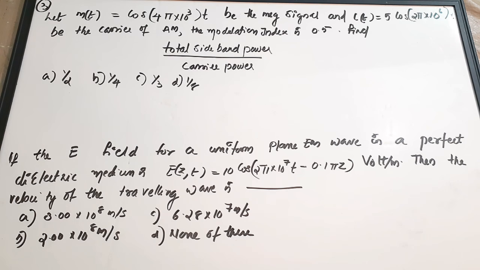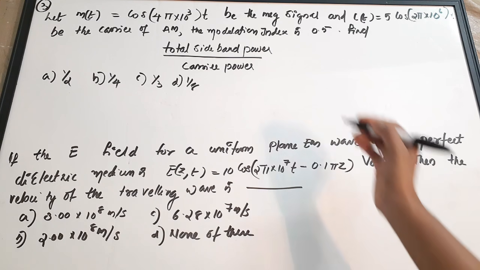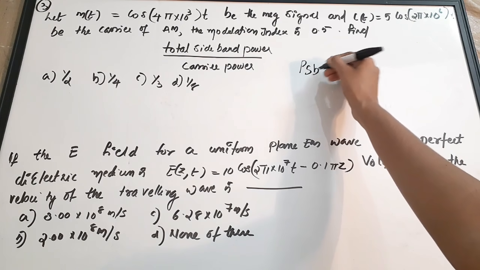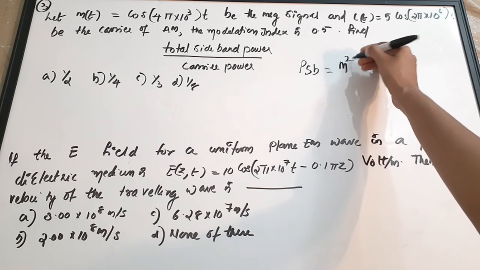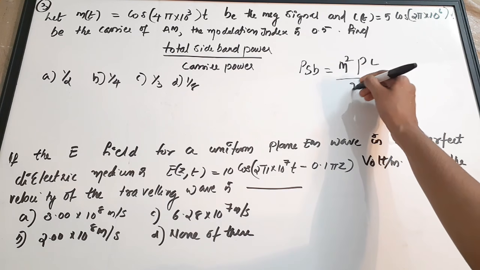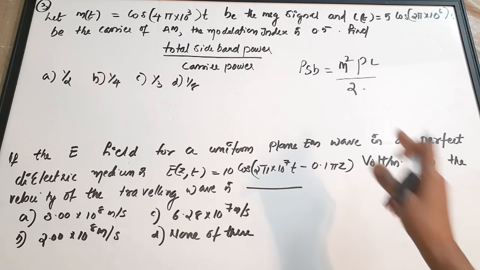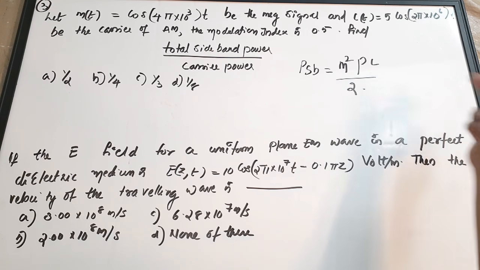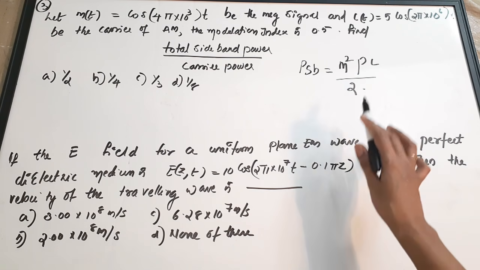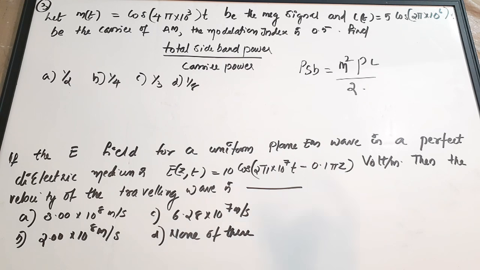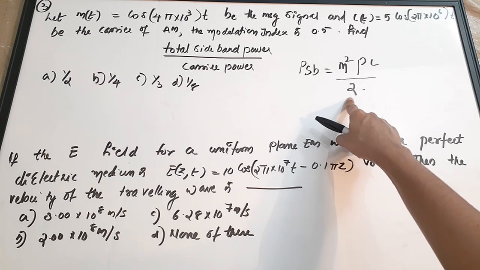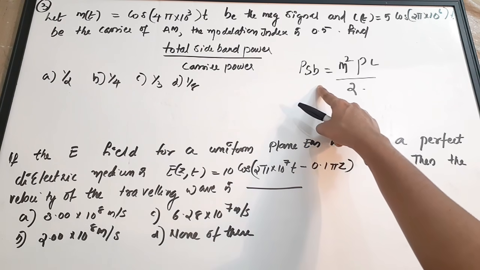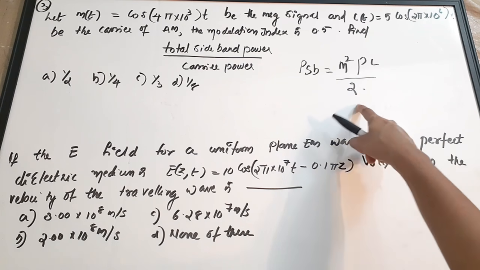So you need to find this ratio, and the only equation you actually need to solve this question is the total sideband power PSB is equal to M square PC by 2. If you are taking the sideband powers for individual sidebands, then each is equal to M square PC by 4. But the total sideband power is a sum of those two, that is M square PC by 4 plus M square PC by 4, which will be equal to this.